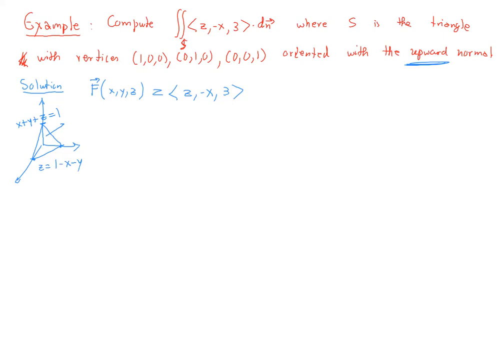And the parameterization that we're going to consider will simply be the graph parameterization. So g of u, v will be u comma v comma 1 minus u minus v. And the domain of the parameterization is what? It's the domain of the function whose graph is what we're looking at, which is simply the projection of the triangle onto the xy plane.